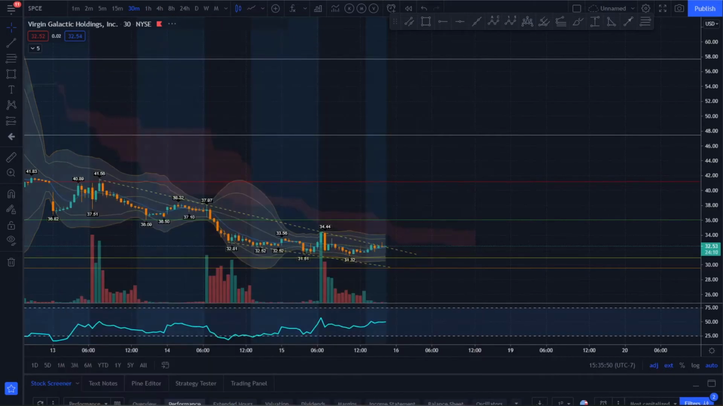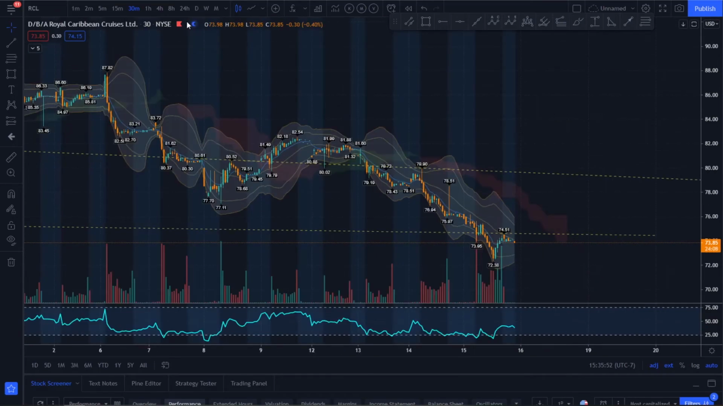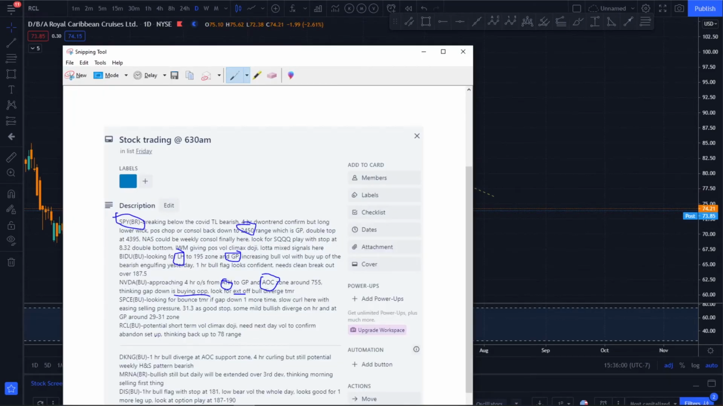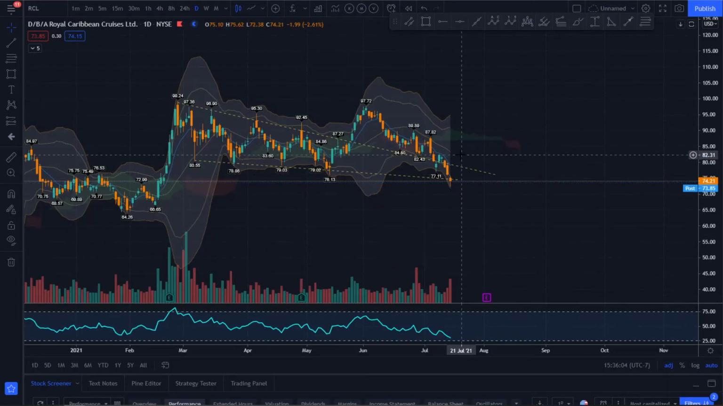And the last one I have, RCL, I'm looking for a bounce move here as well off this bottom trend line, extended, and possible doji. Could be an abandoned baby setup right here. If it abandons and then pushes right back up, that will confirm.